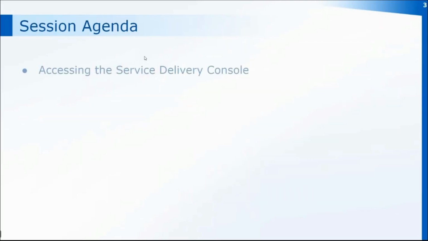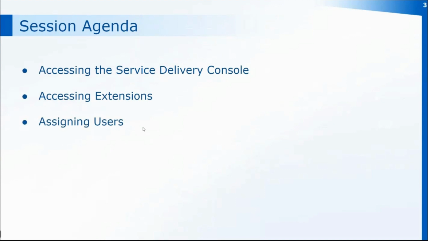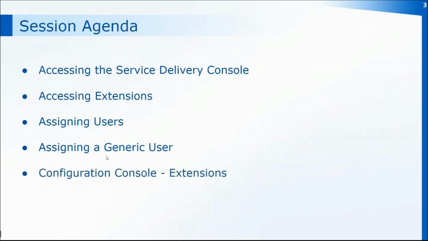So during this session, we're going to be looking at accessing the Service Delivery Console, accessing the extensions area within the Service Delivery Console. We'll look at assigning users to specific handsets to make manual logging in easier. And we'll also look at assigning a generic user. Because the extension numbers go with people rather than with the phones, a phone won't have its own extension number. So you can assign a generic user if you need a phone to have a number without a user logging in there. We'll also look very briefly at the configuration console, as once you've assigned that generic user and they're logged in, you can remove the login button so that that phone stays logged in and nobody can log it out by accident.